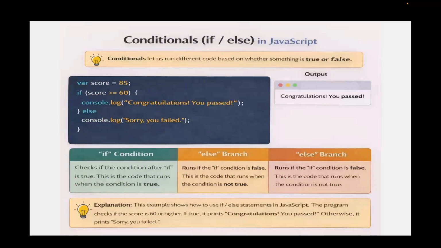Conditionals. They run different code based on whether something is true or false. So this example shows how to use an if-else statement in JavaScript. The program checks if the score is 60 or higher. If true, it prints congratulations, you passed. Otherwise, it prints sorry, you have failed.